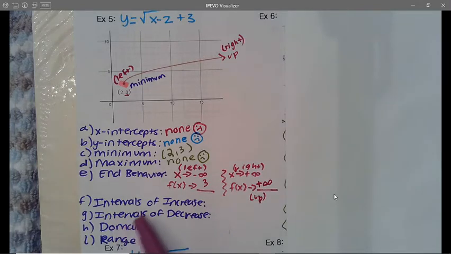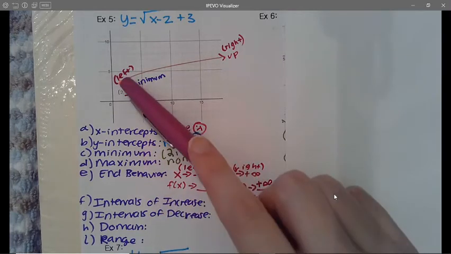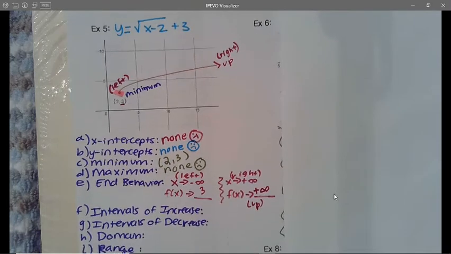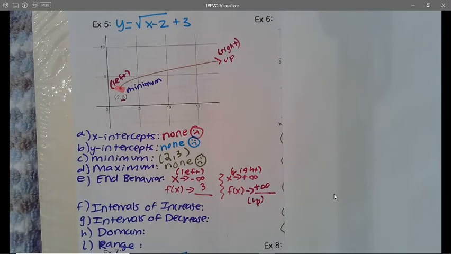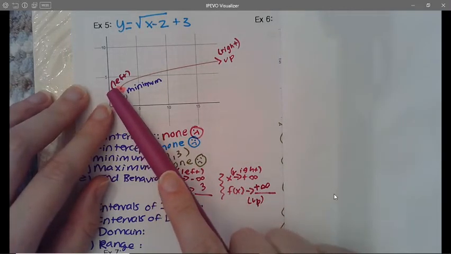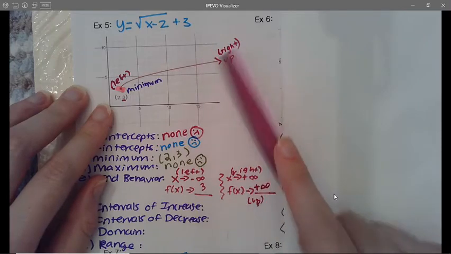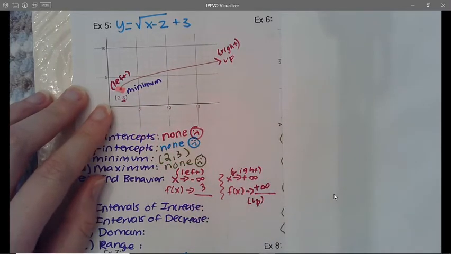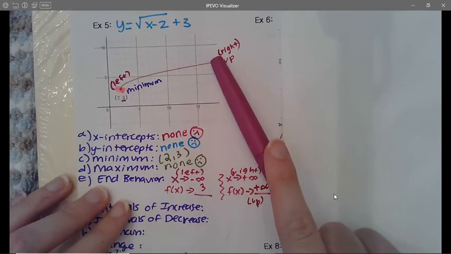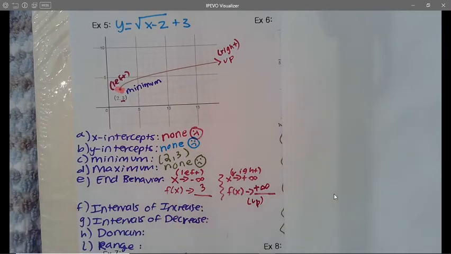All right, now the next thing, we will have either an interval of increase or decrease. The graph, if you see, is either always increasing or always decreasing. The way that you know if it's increasing or decreasing is to trace your graph from left to right, like when you read a book. If you head upward, you're increasing. If you head downward, you're decreasing. So this graph is headed upward forever, so we will be increasing forever.